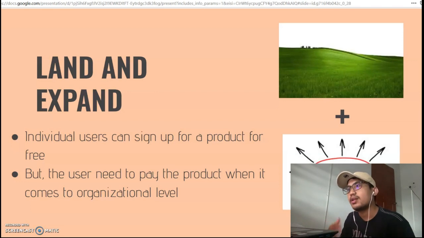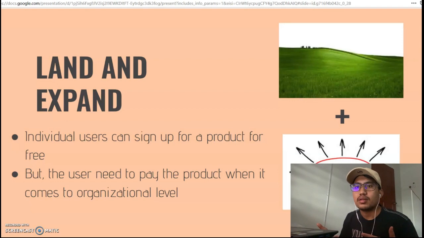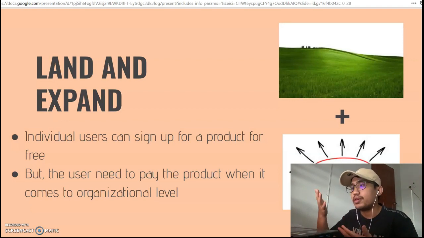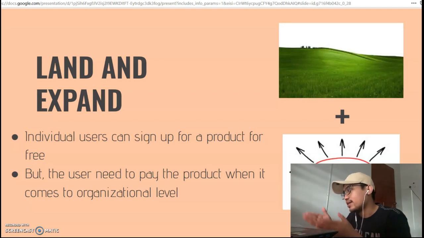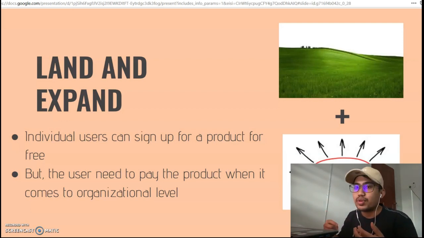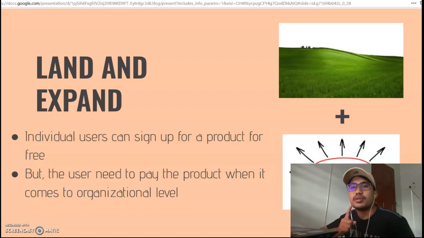I will explain to you the next type of freemium, which is learn and expand. What is learn and expand? As you can see in the metaphor here, first you need to learn and expand. Basically, when the user wants to use the product, it's free. But when it comes to the organization level, the organization needs to pay.